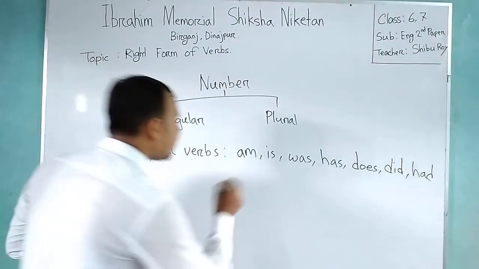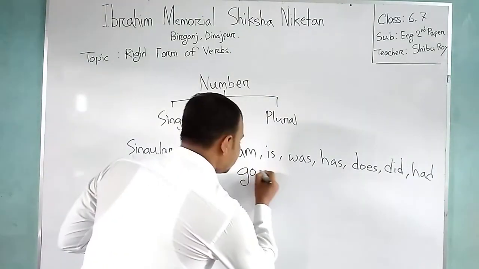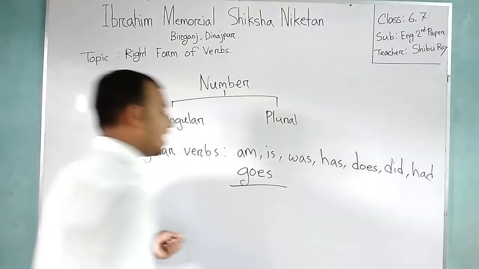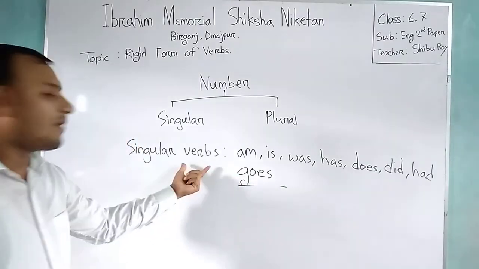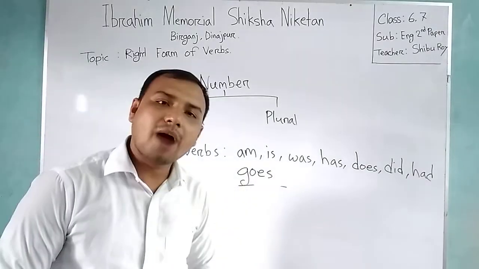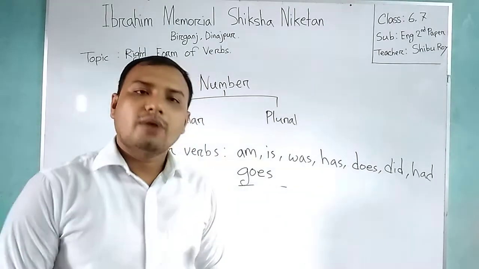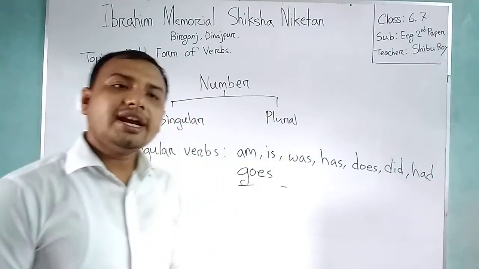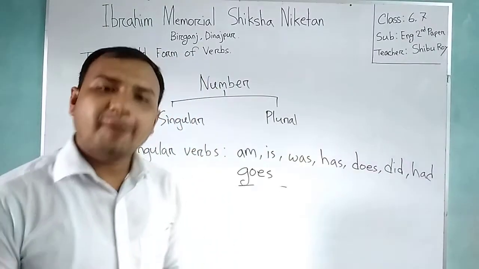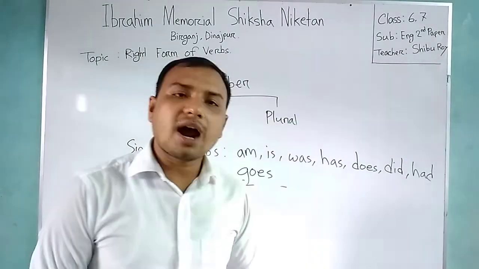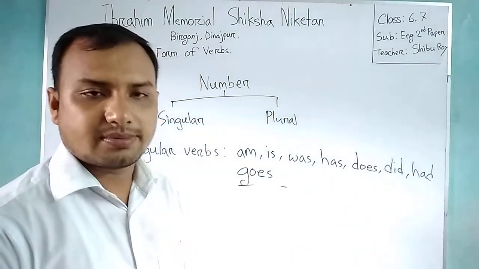Now, I am writing here go. Go is a verb and I am putting here es. That means goes becomes a singular verb. If we find any verb with s or es, then we will identify the verb as a singular verb. I am repeating it. If we find any verb with s or es, then the verb will be in the form of singular verb. You understand it?